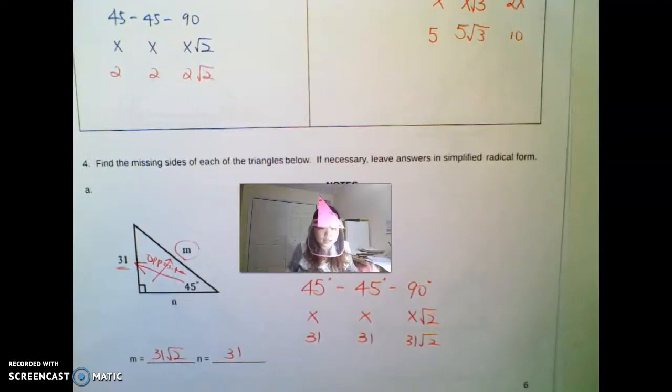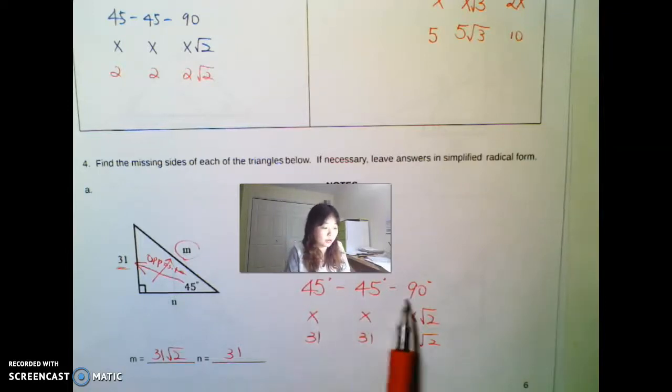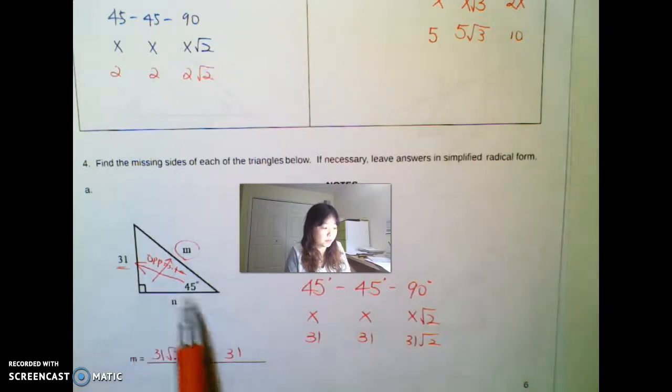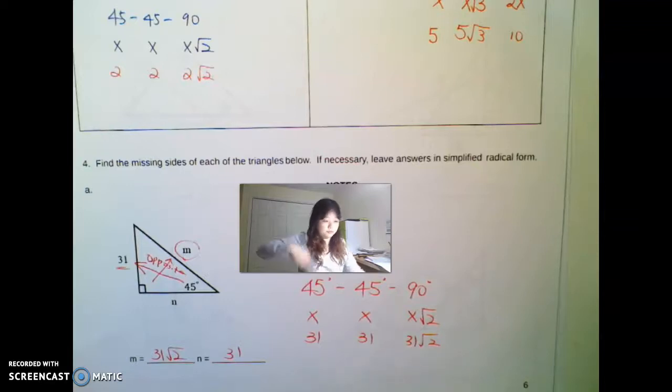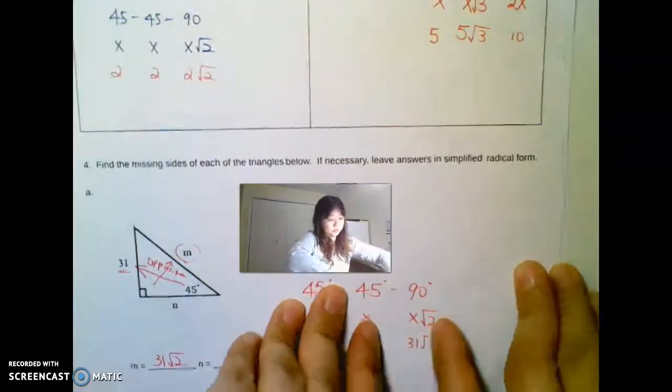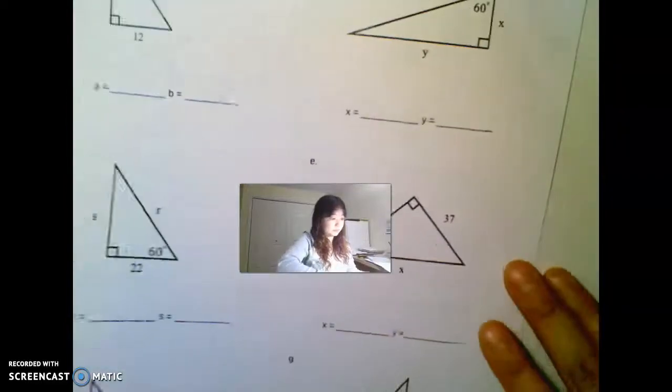Does this make sense? Okay, I cannot really talk without wearing this. Now I realize that was not a good idea. So once you find out what kind of triangle you have, you should write the ratios and then substitute whatever you know. They told us that opposite of 45 is 31. That's why I put 31 under the x. So x is 31, x is 31, so this would be 31 root 2. Good. Moving on to page 7.